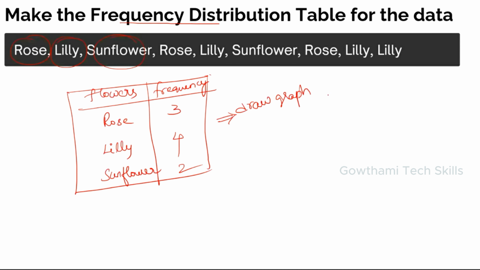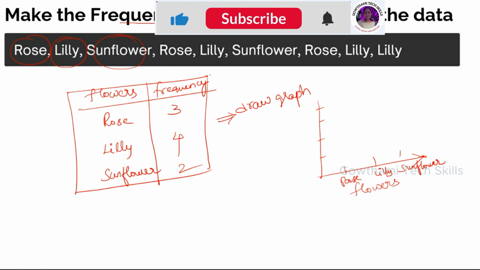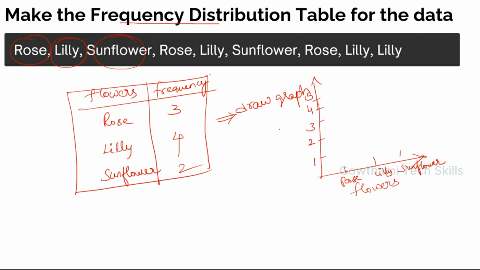Here it is categorical data. Rose is having 3, lily is 4, sunflower is 2. Now what I'm going to do here is, on the x-axis, write the flower names like rose, lily, and sunflower. Then on the y-axis I'm going to write the count. How many roses are there? How many lilies? How many sunflowers? So 1, 2, 3, 4, 5. This is my y-axis telling the count of a particular flower.